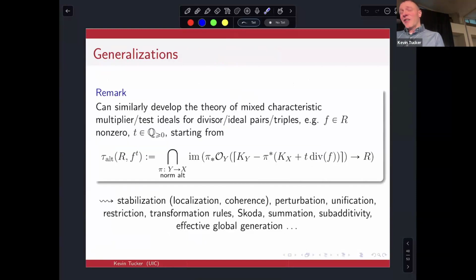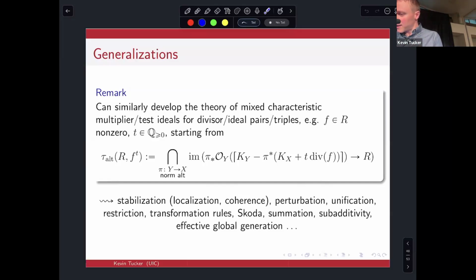As I said, in this talk I didn't talk much about pairs, although you can generalize essentially everything I said to pairs, and there are many good reasons to do that. If you're talking about test and multiplier ideals, there are a lot of very well-known properties that you might want to move over to mixed characteristic, namely things like restriction theorems, which we already said, transformation rules, Skoda, summation properties, subadditivity. Carl mentioned effective global generation and things like that. So you get all of those as part of this package with this new tau of R.